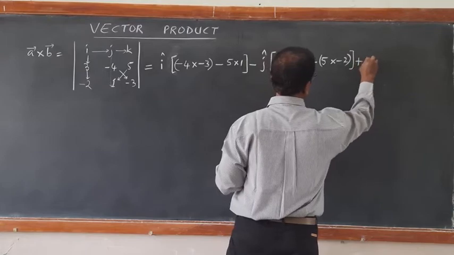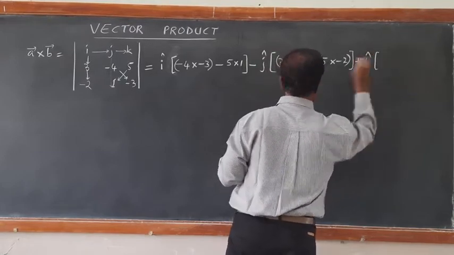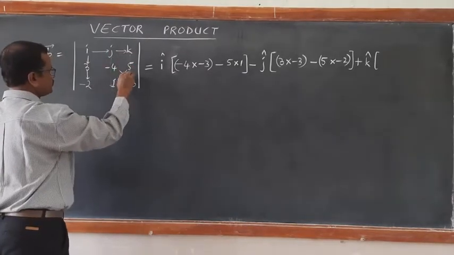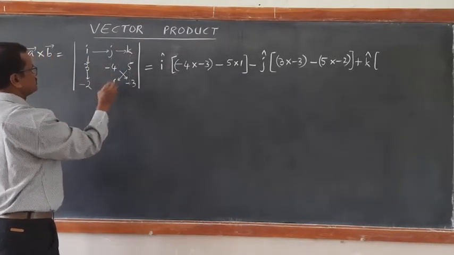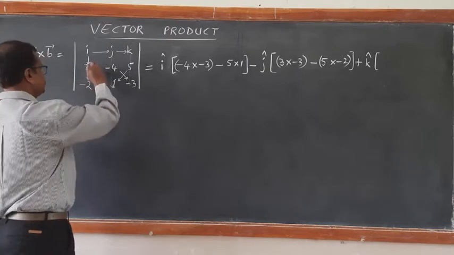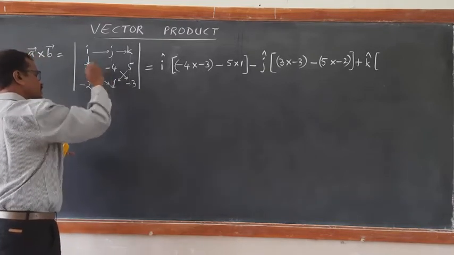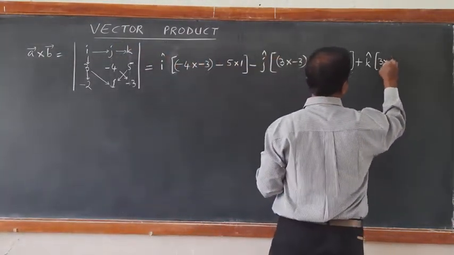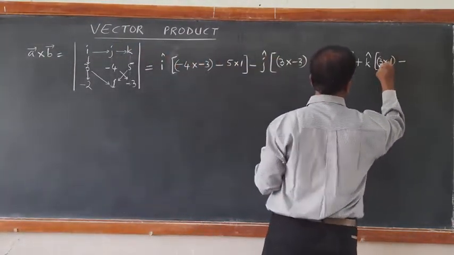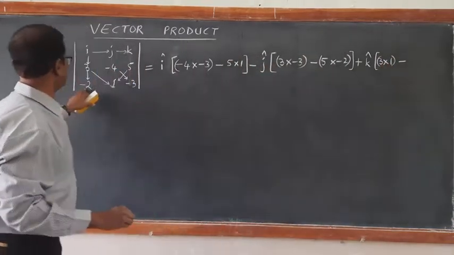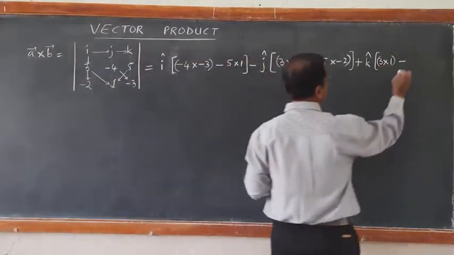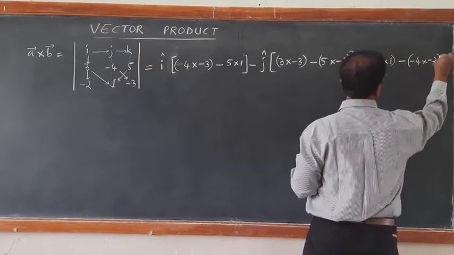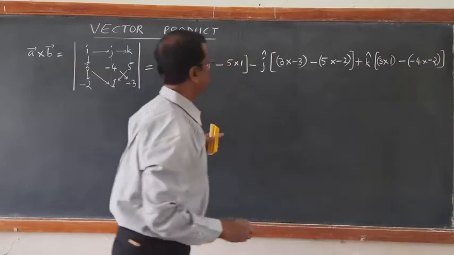Plus k. K into, again, first row, last column. Leave the first row and last column. You are left with these 4. 3 into, look here, you have to follow the order. 3 into 1, minus 3 into 1, minus 4 into minus 2. Put the square bracket. Now simplify.